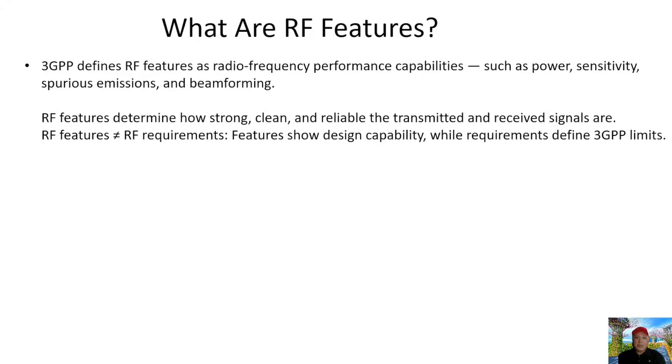When 3GPP defines RF features, it refers to everything related to radio frequency performance and capability of both base stations and user equipment. It's what determines how strong, clean, and reliable the transmitted and received signals are. These include power, sensitivity, spurious emissions, frequency bands, and even features like beamforming or carrier aggregation.